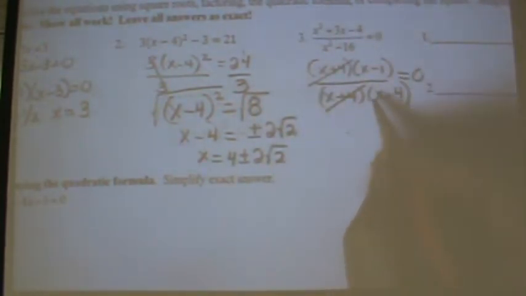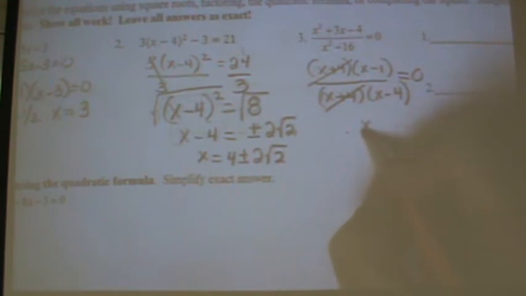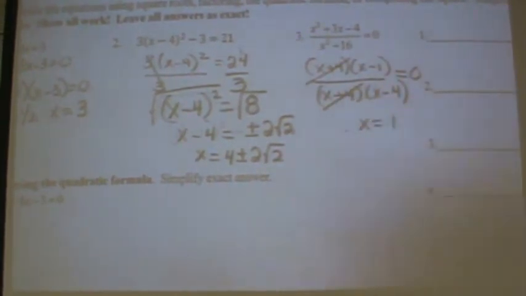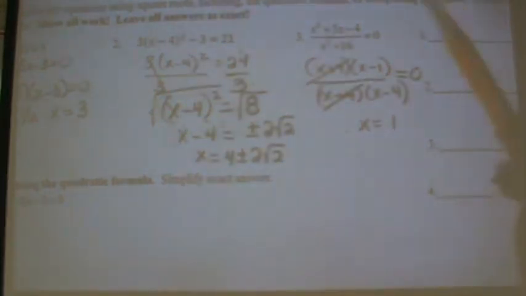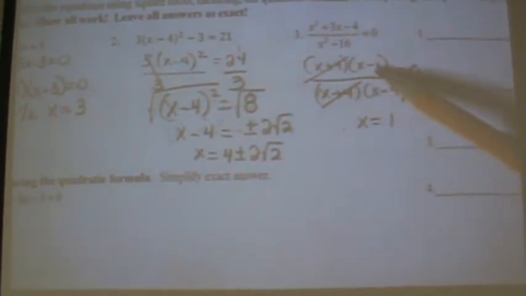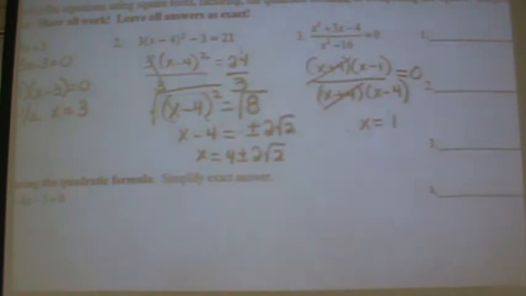So what's your answer? You're going to set just the numerator equal to 0, so x is equal to 1. You do have a hole at -4, but you don't have a 0 here. It's only at 1. You only set your numerator equal to 0.